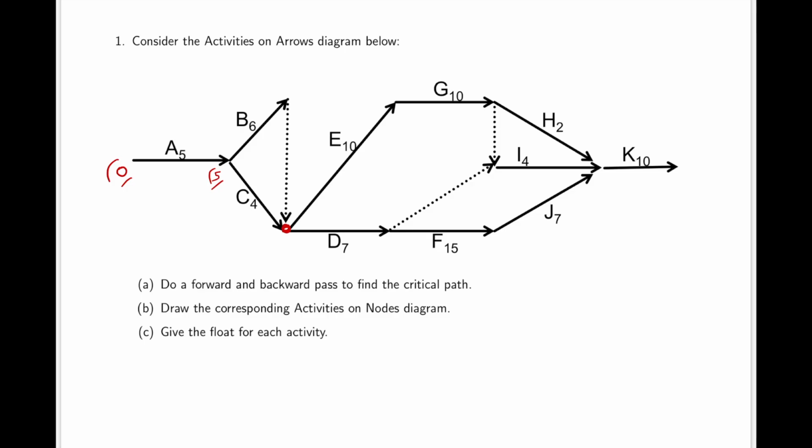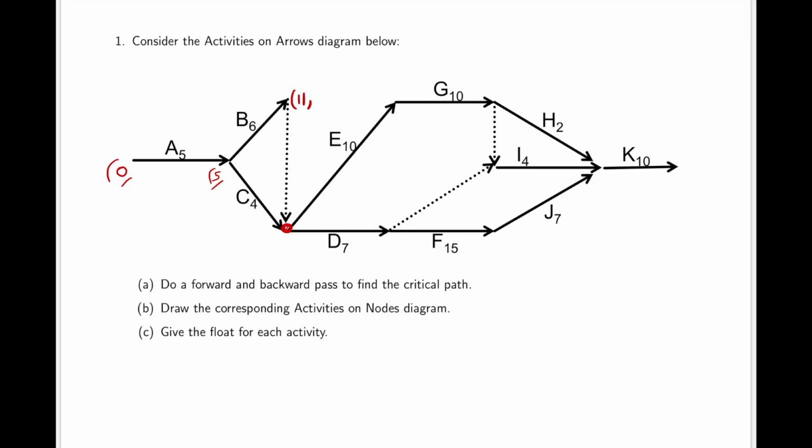Now which node do we go to next? We cannot go here because we would have to analyse this node first, and so we will analyse this node here. What's the earliest time we can reach this node? Well, we need to have completed B. In order to start B, we needed to have reached this node here, and the earliest time we can reach that node is at time 5. Then we need to complete B, which takes 6 time units. So the earliest time we can reach this node is at time 11.